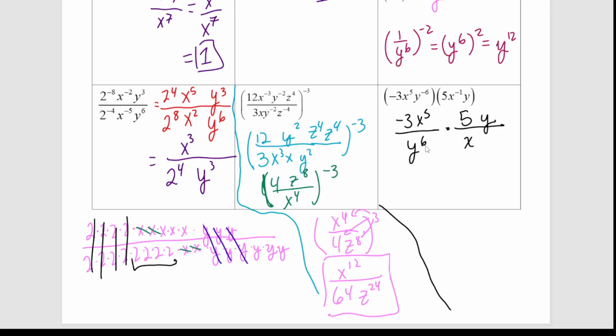Now we're going to go ahead and start multiplying our like terms. So negative 3 times positive 5 gives us negative 15. X to the fifth divided by x leaves us with x to the fourth in the numerator. And then divided by y to the sixth leaves us with y to the fifth in the denominator. And that would be our final one.